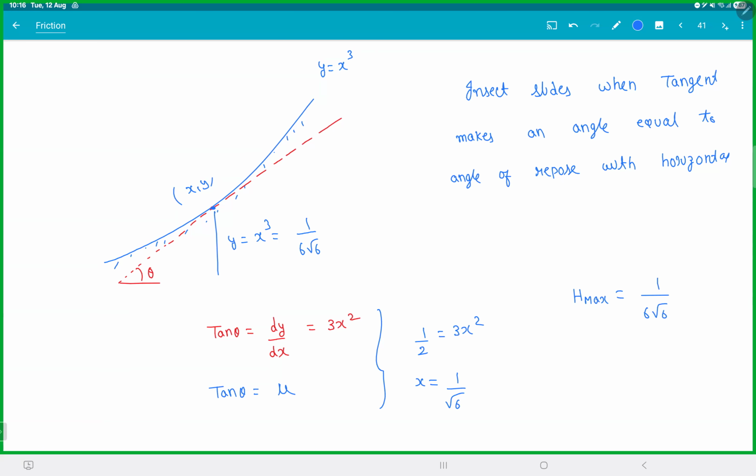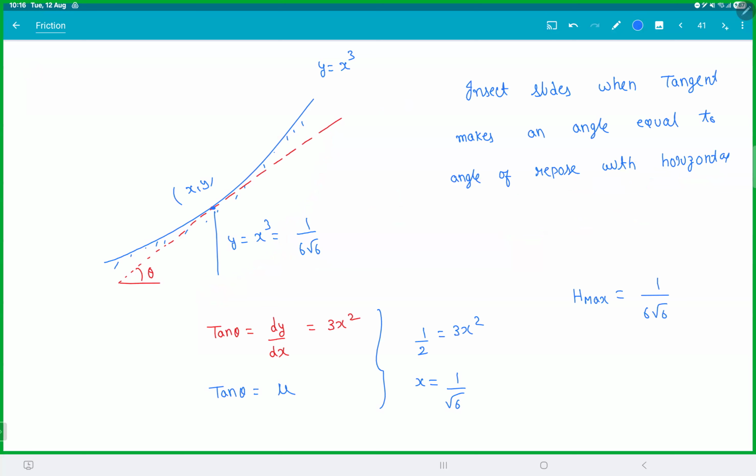So it doesn't matter whether you're in a bowl or anything. Arya, clear? See where you messed up. You took x square? Sir, actually, I took the dy by dx part. Tan theta is y by x, which is x cubed by x. dy by dx, na, differential. Yes, sir.